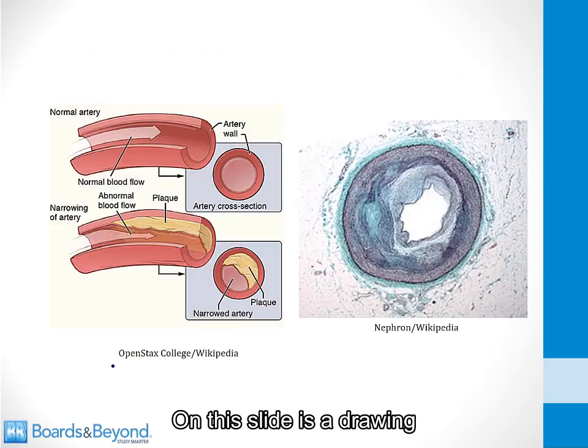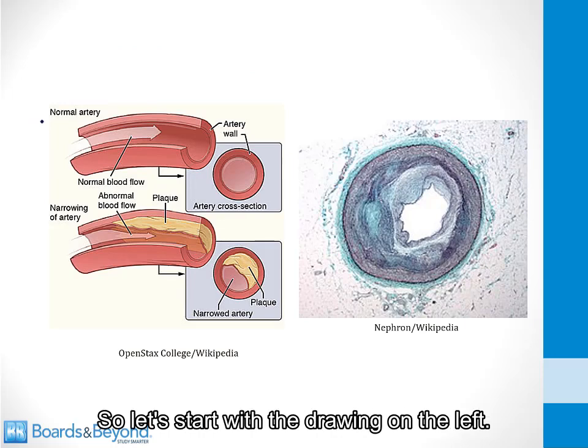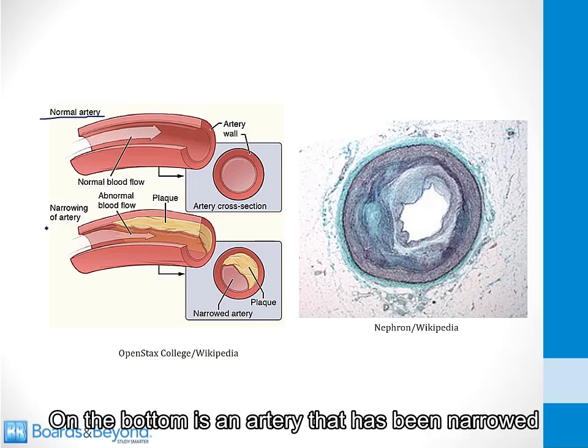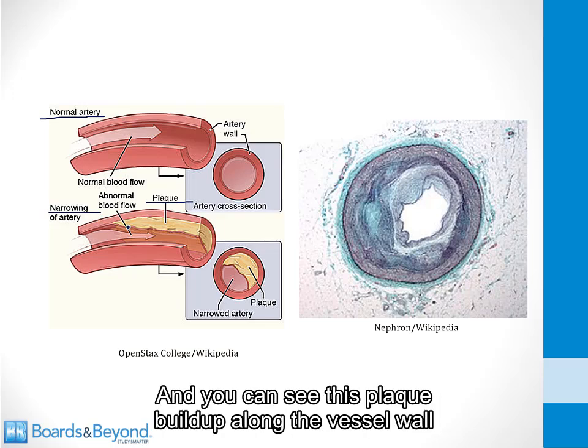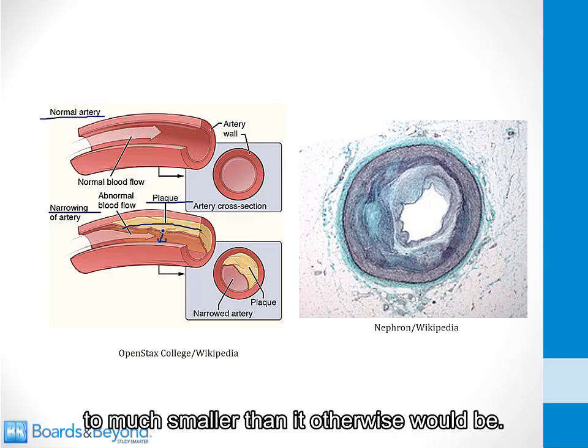On this slide is a drawing and also a biopsy of an artery with atherosclerosis. So let's start with the drawing on the left. At the top is a normal artery with no plaque. On the bottom is an artery that has been narrowed because of atherosclerotic plaque. And you can see this plaque build up along the vessel wall, and it is shrinking the lumen for blood flow to much smaller than it otherwise would be.